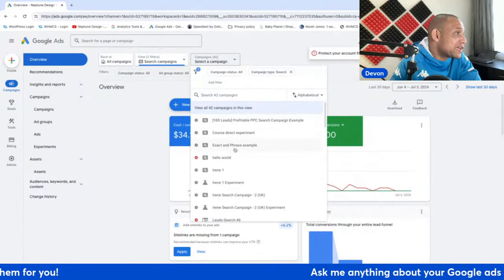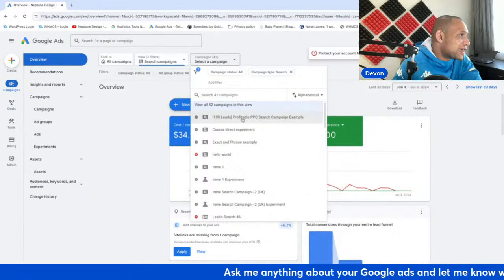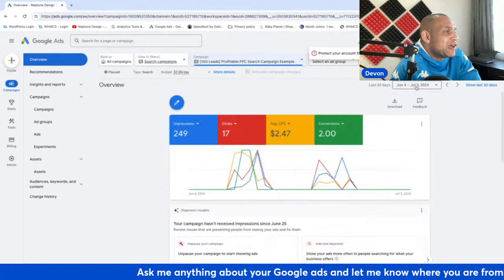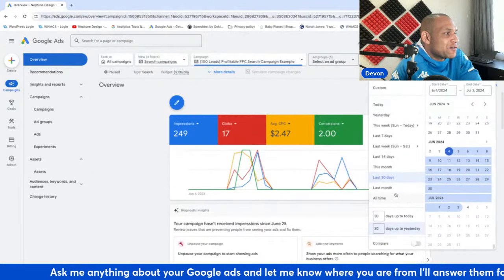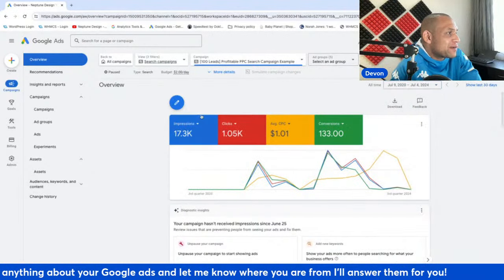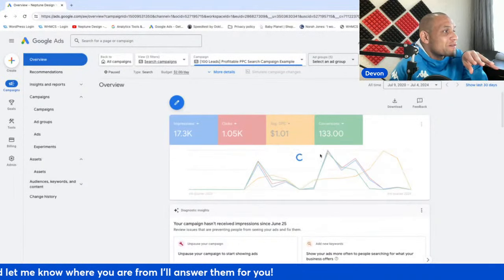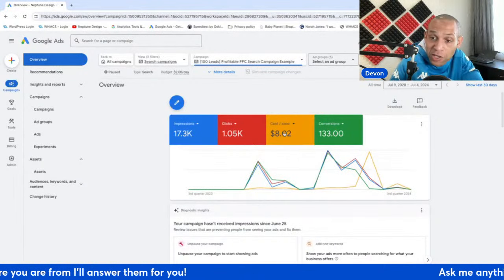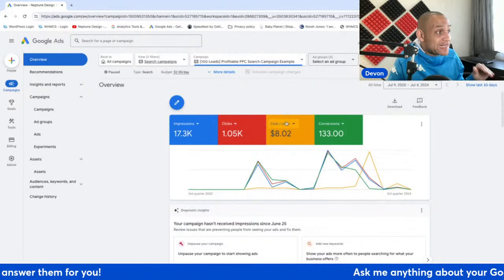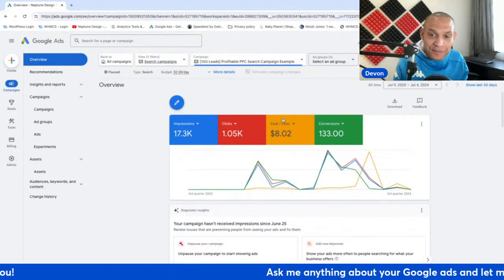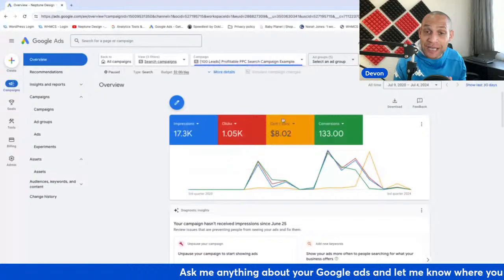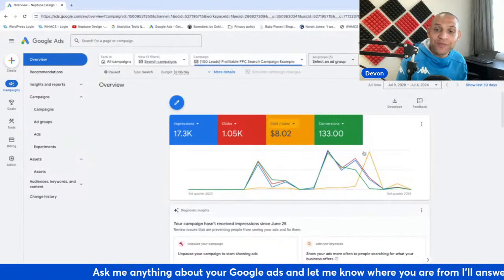So what I'm going to do is go to, I think it's this one over here, and make this over all time, and then you'll see what I'm talking about. Now, once you dial in your campaigns, we can get cost per conversions as low as $8. But it comes with time. It's not going to happen for you straight away.